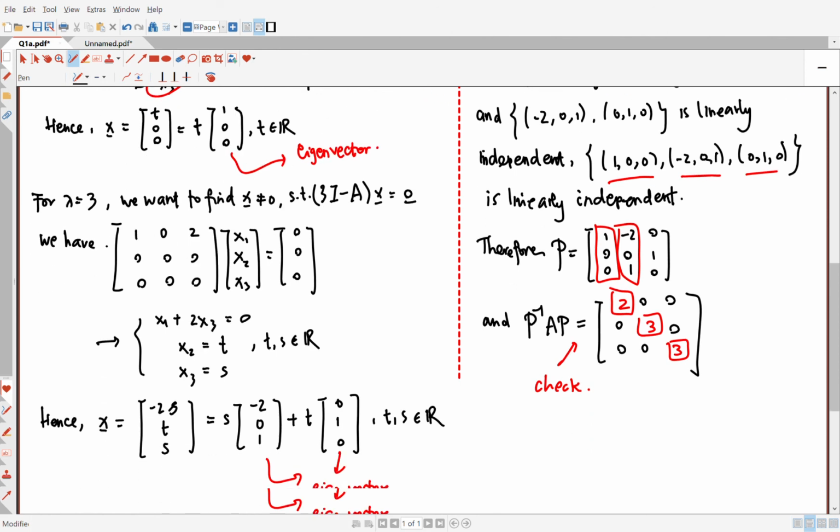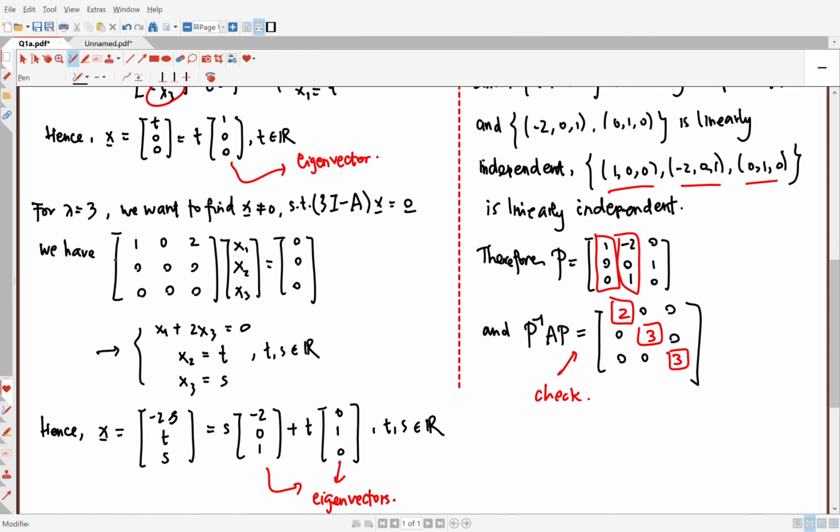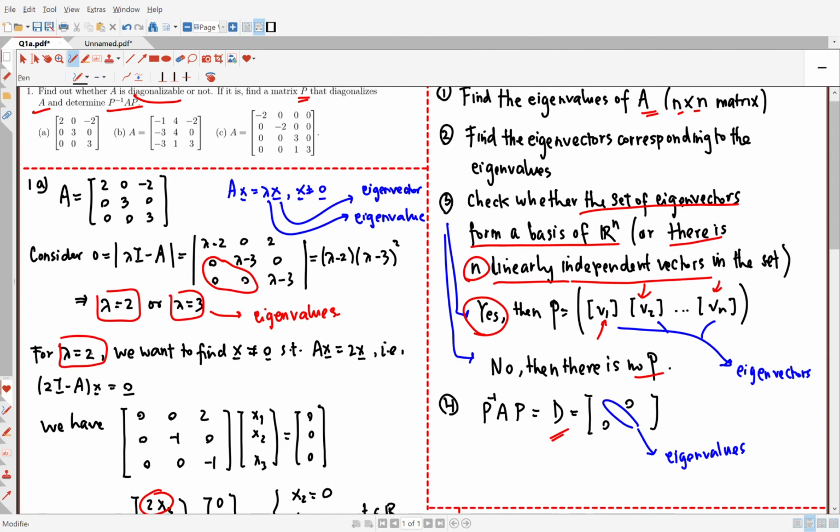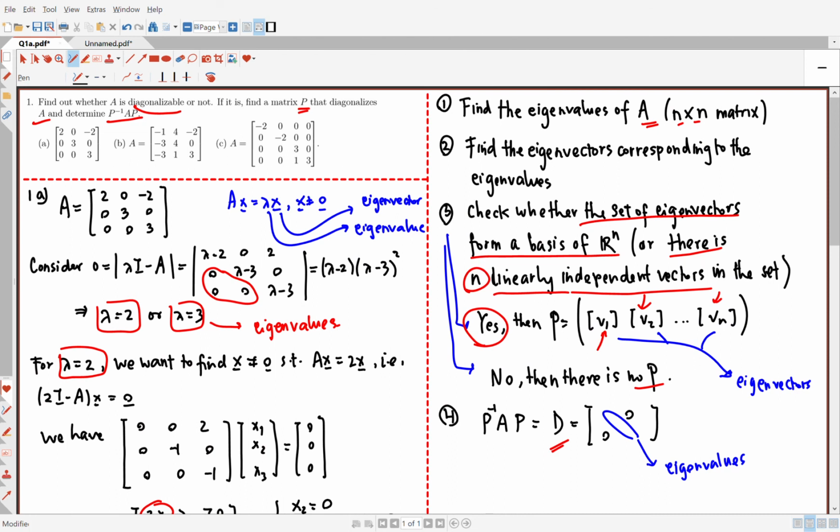So in conclusion, A is diagonalizable. Hope it is clear. I will not do part B. I think they are the same. I will do C in the next video.